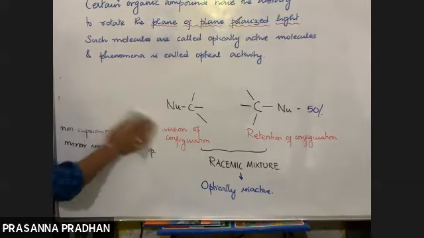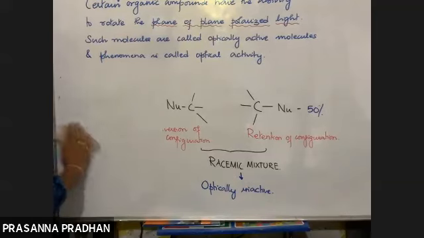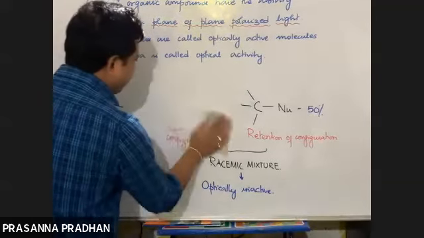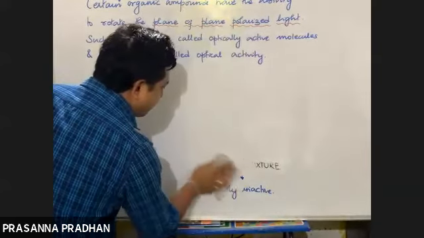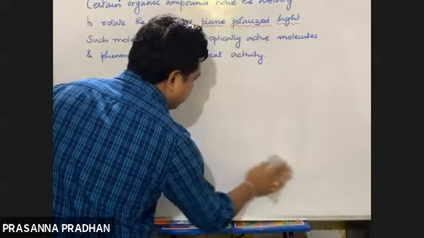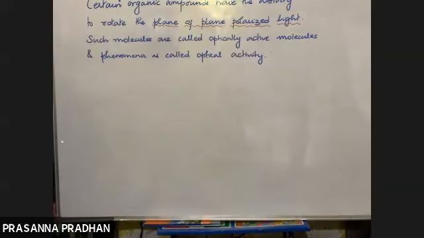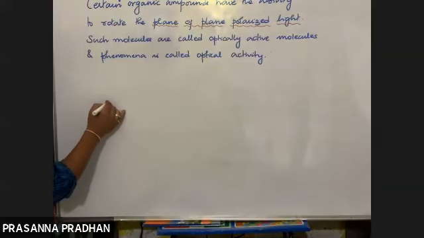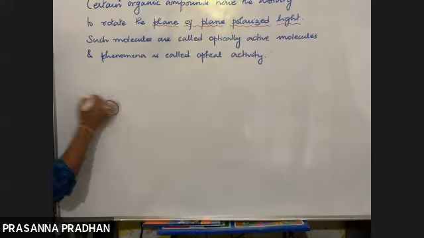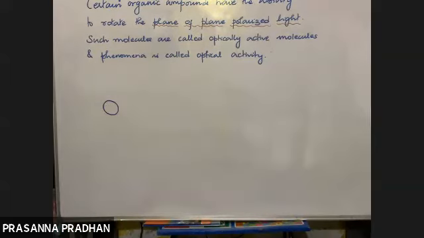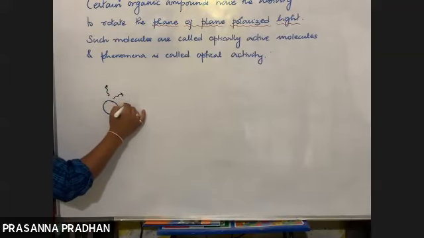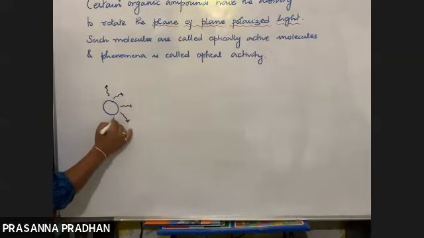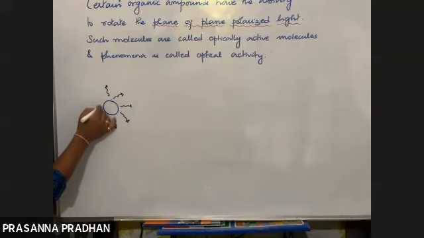So now let us analyze this definition. What are optically active compounds? Let us see. Ordinary light coming from an ordinary source propagates in all 360 directions. The waves coming out from a normal source of light vibrate in all 360 directions like this.